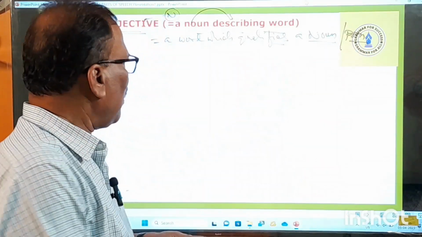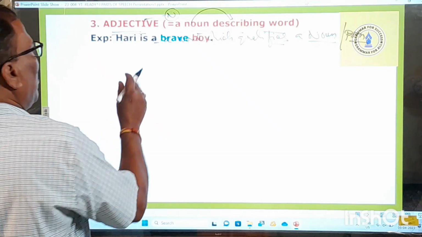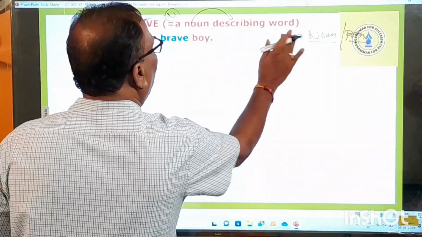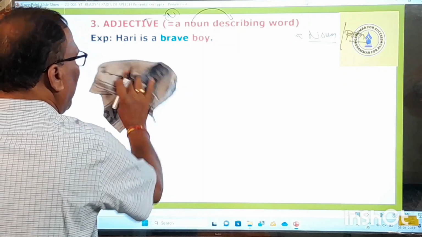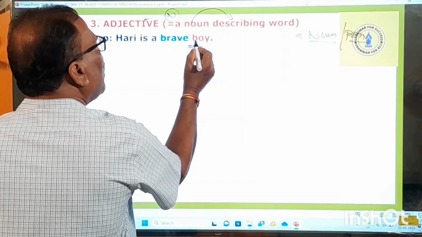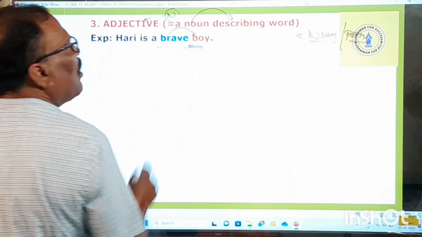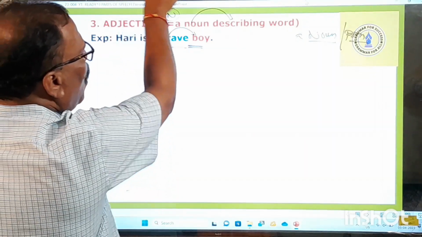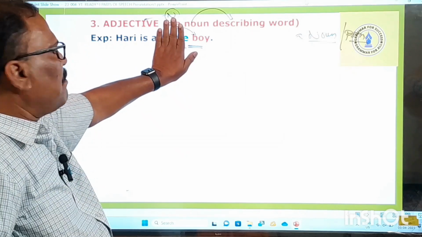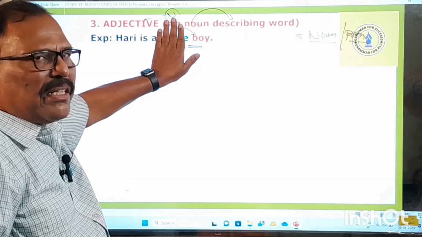Okay, that is there. And here, I'll give you some examples to make you understand this one. Hari is a brave boy. Hari is a brave boy, right? Brave boy. What kind of boy? We are talking about the boy. Okay. What kind of boy? Brave boy. What is this word doing? It is describing this boy. It's a brave boy. If I simply say Hari is a boy, I am not making any special sense in this. Hari is a boy. Am I making any special sense in that? Nothing.